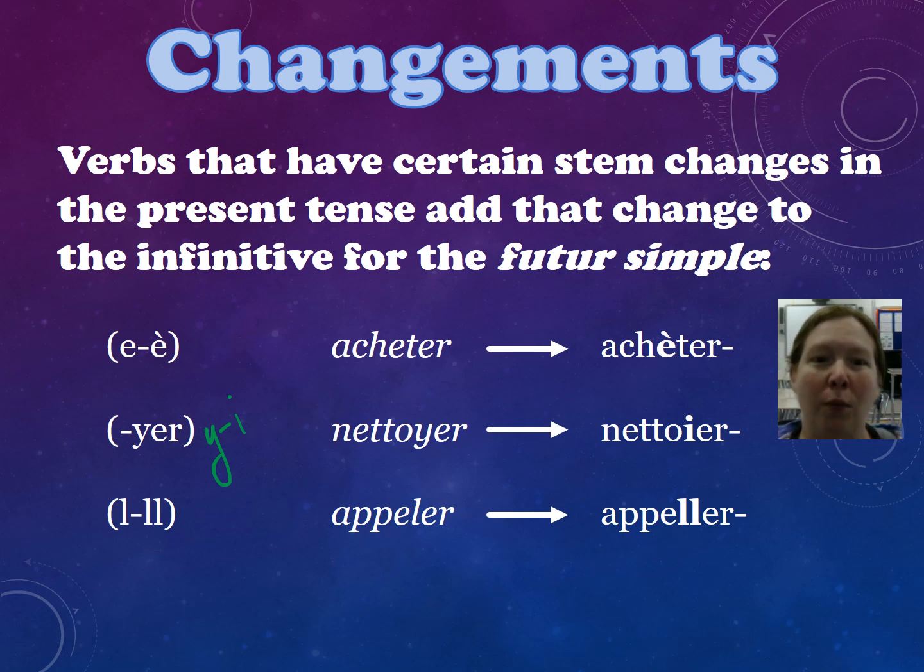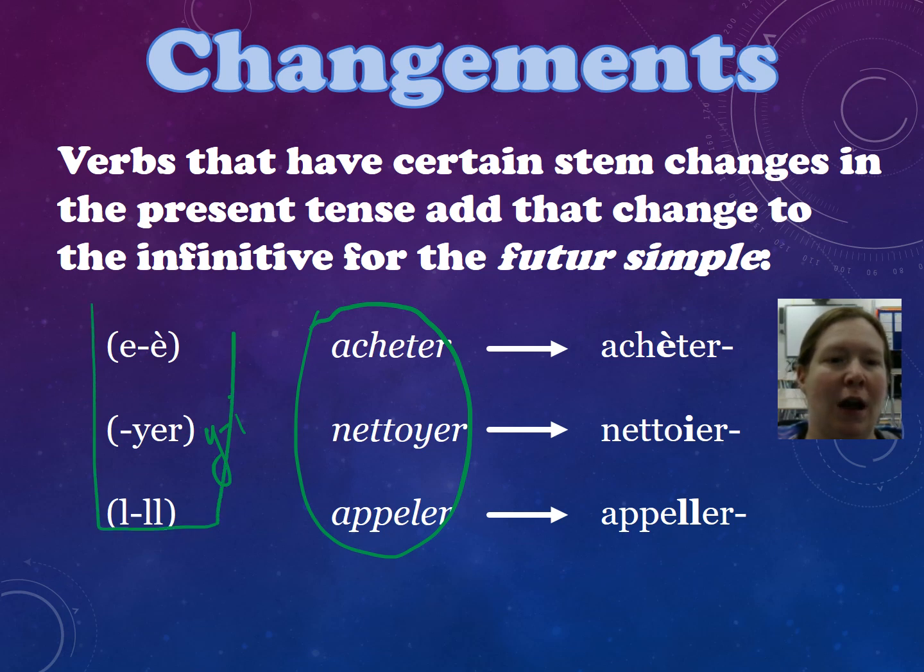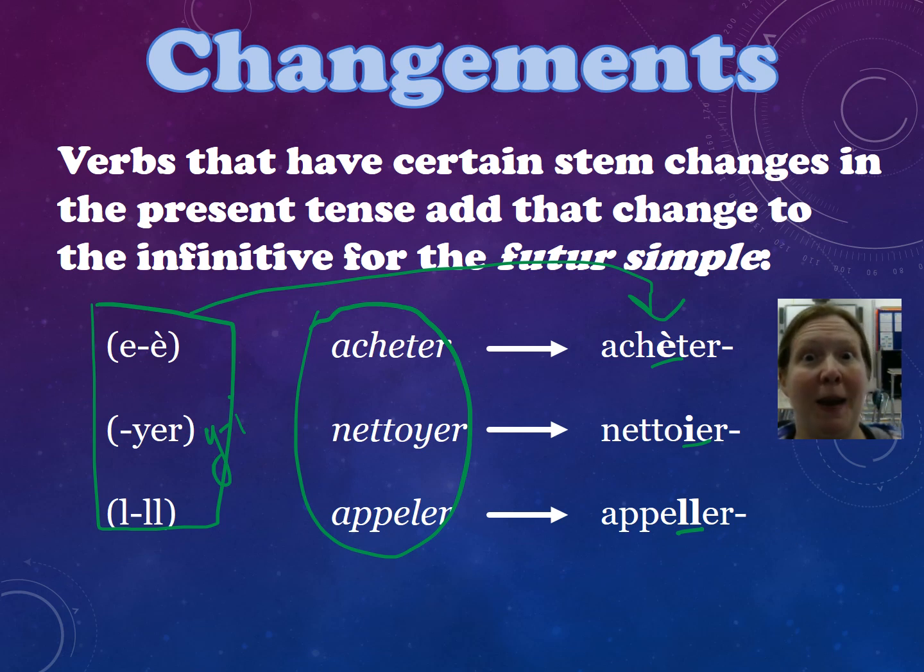Now, all we're doing is we're taking the infinitive, and if it has these certain kinds of spelling changes, we're taking those spelling changes and we're putting them right into the infinitive. And then we're going to add our endings as usual. And again, this change is made in the stem in the future for every single form. Remember, these changes in the present tense only happen in certain forms, but in the future they happen in the infinitive before you put your endings on, and you're going to use them for every single form.